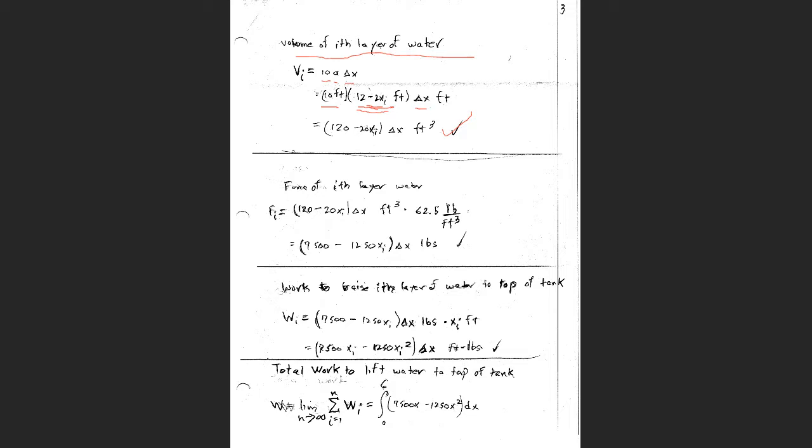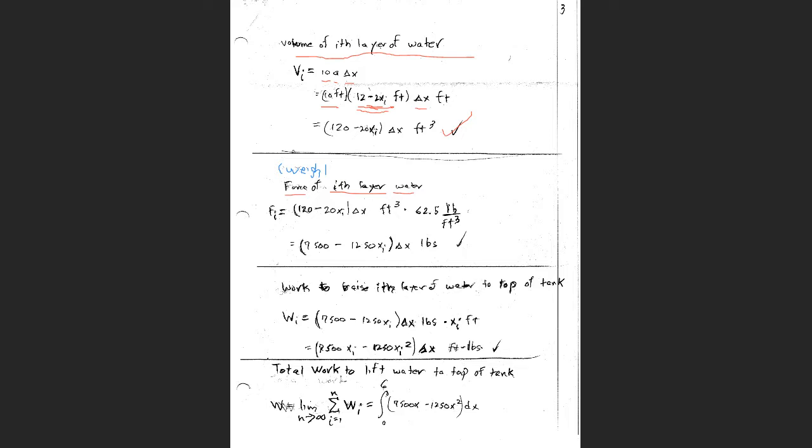Naturally, the work needed to bring the ith layer of water to the top of the tank is going to depend on how far below the top that ith layer of water is, but also on the volume of that ith layer of water. So now we're going to use the volume of the ith layer of water to find the force on the ith layer of water. What would the weight be? Remember, we're dealing in pounds, so force is the same as weight.